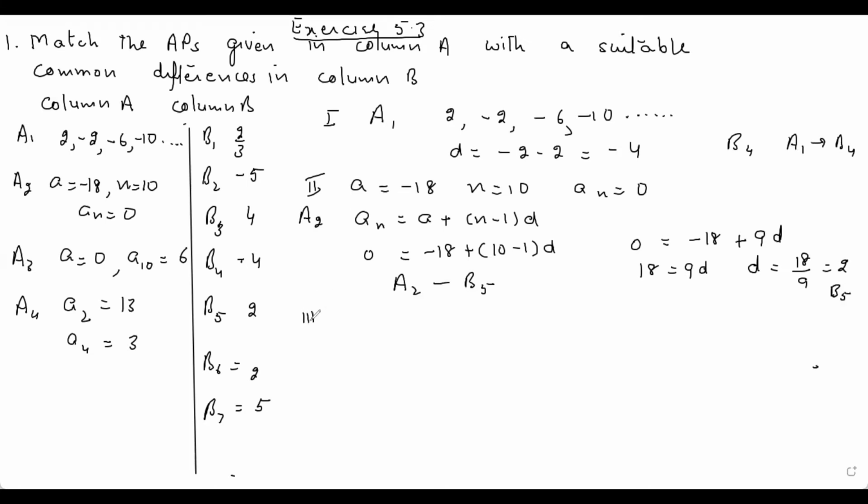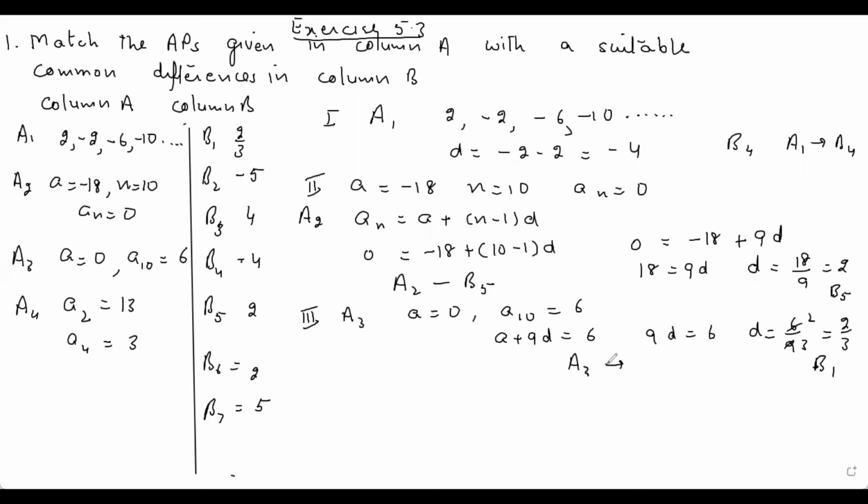Now the third part is A3. That is, here a is 0 and a10 is equal to 6. a10 is 6 means a plus 9d is equal to 6. Value of a is 0, so 9d is equal to 6. d is equal to 6 by 9. It means this is equal to 2 by 3. 2 by 3 means B1. It means A3 matches with B1.